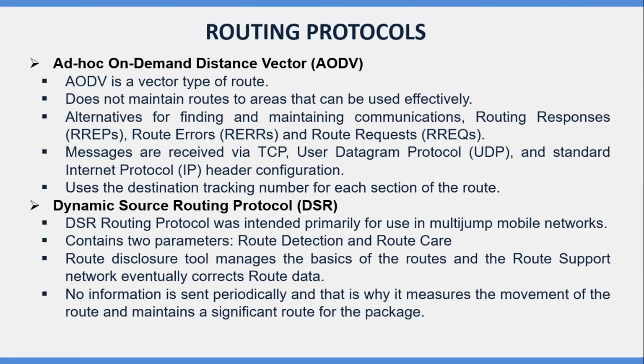DSR is also an on-demand routing protocol. This routing protocol was intended primarily for use in multi-hop, multi-mobile networks. It contains two parameters, route discovery and route maintenance. In route discovery, the discovery mechanism manages the basic routes, and route maintenance eventually corrects route data. No information is sent periodically, and that is why it measures the movement of routes and maintains a significant route for the packet.